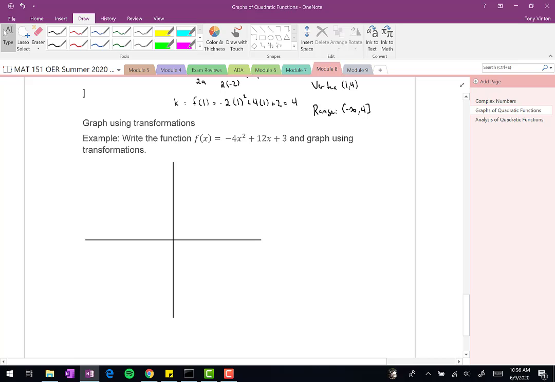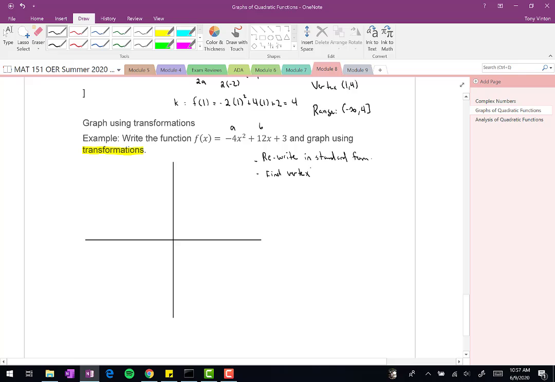Alright, next thing we have is how to graph these functions, right? We did a graph on Google real quick, but we could graph these by hand. We actually have the tools to do that, right? So if we're going to graph using transformations, what we need to do is rewrite this in standard form. Okay, so if we're rewriting in standard form, then what we have here is f of x equals negative 4x squared plus 12x plus 3. I need to find a and b, and in order for me to write it in standard form, I need to find the vertex here.